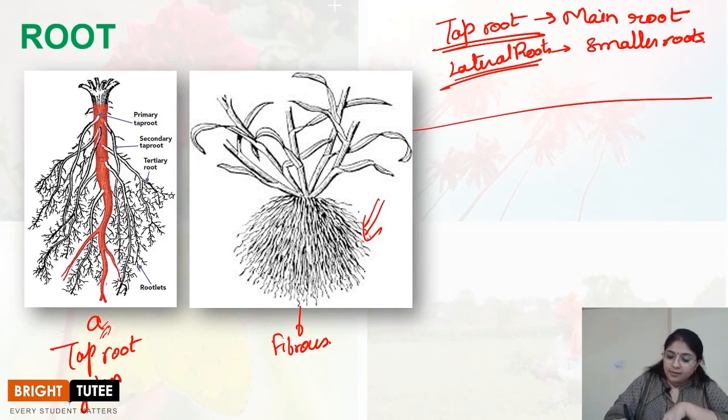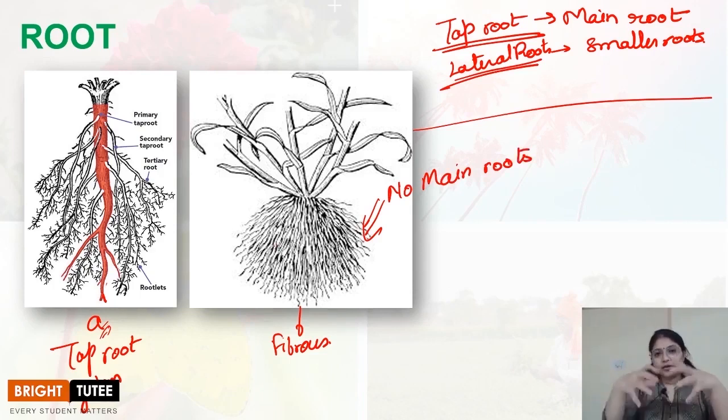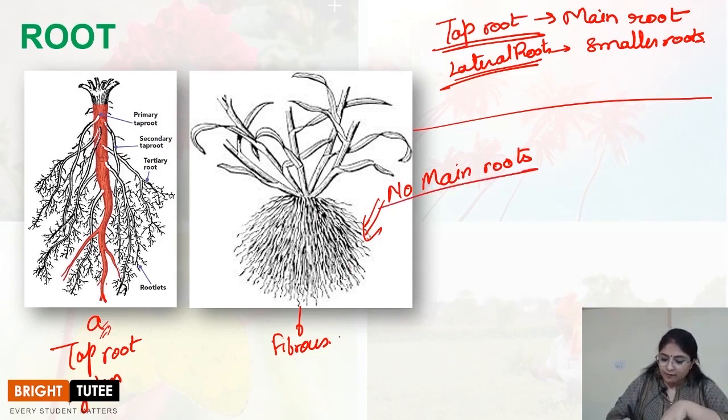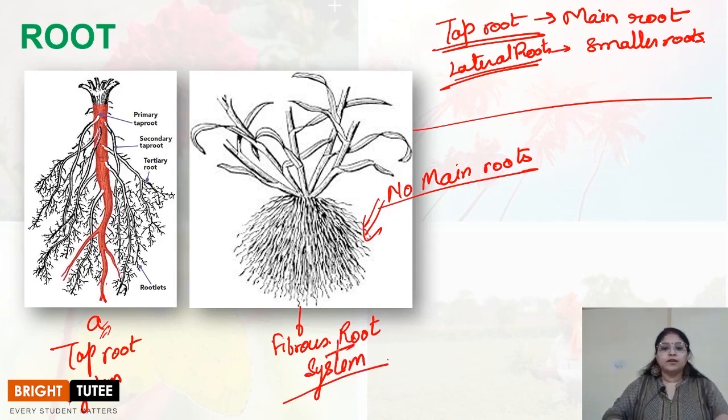Next is the fibrous root system, right? In this fibrous root system, there is no main root. As you can see, all the roots look similar. This is like a tuft of hair, right? There is no main root in it, and there is just a tuft of roots. This is called the fibrous root system, where all the roots look similar to one another, right? So in this way we see these are the two types of roots, called the taproot and the fibrous.